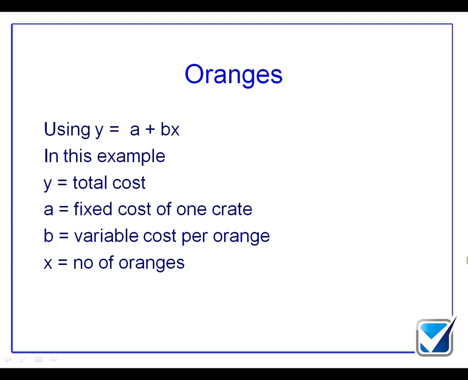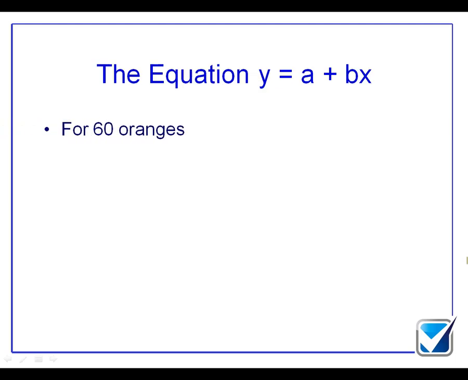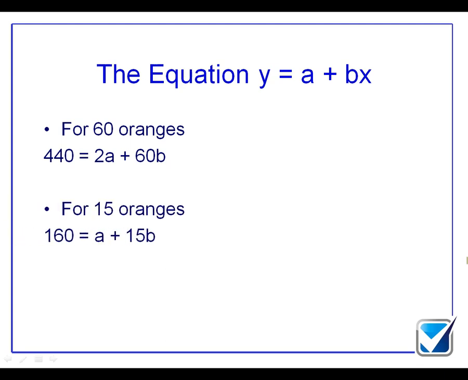So we've got the situation with regard to 60 oranges. And remember, 60 oranges involves 2 crates. So 60 oranges, which cost me $440, equals 2 lots of fixed costs plus 60 lots of variable costs. So there's the interesting aspect there. Then when we've got our 15 oranges, it cost me $160. That's 160 equals 1 lot of fixed costs plus 15 variable costs. So there's the big difference.